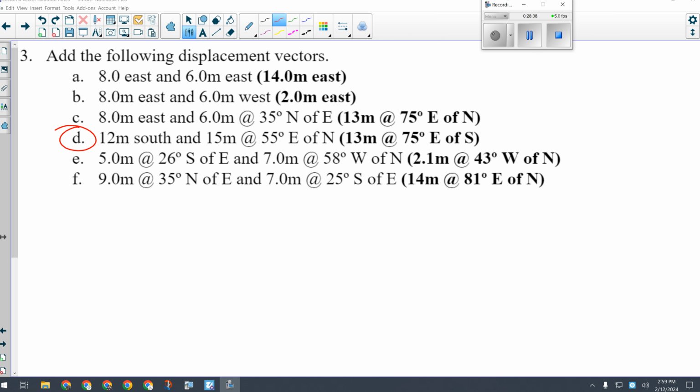So guys, I'll put the diagram up here for you. So we got 12 meters south and east and north. So there's our 12 meters south vector. And then we have 15 meters at 55 degrees east of north. So that's a longer line, but because it's 55 degrees, it's more than halfway down. Might get a little bit longer than that.